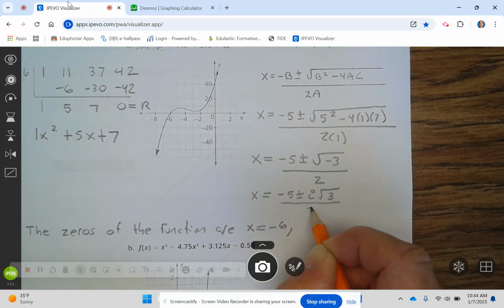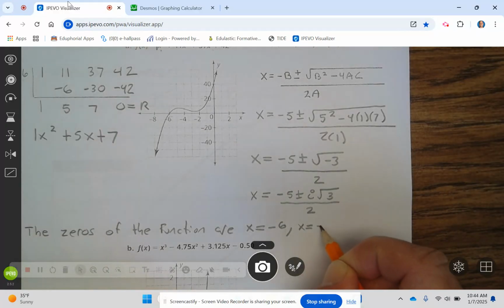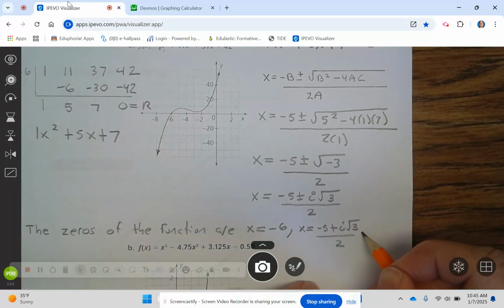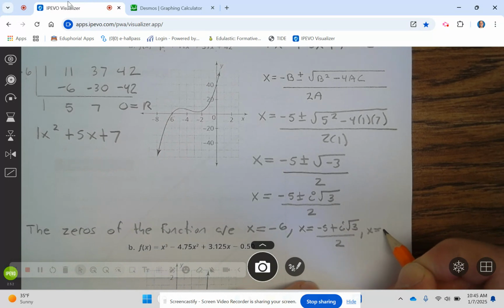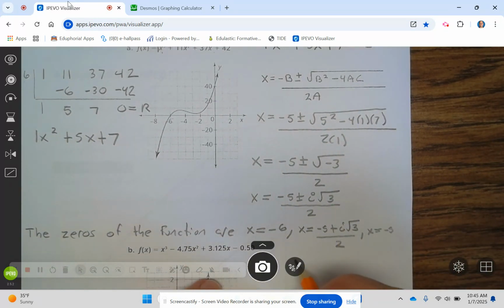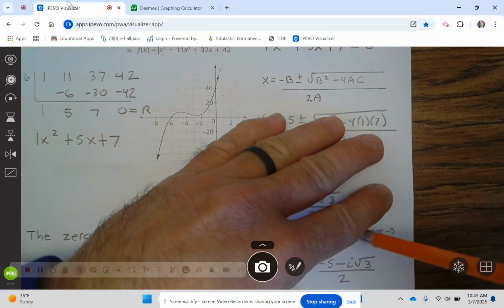divided by 2. So the other two zeros are x equals negative 5 plus i square root of 3 divided by 2, and x equals negative 5 minus i square root of 3 divided by 2. Let me write it down here.